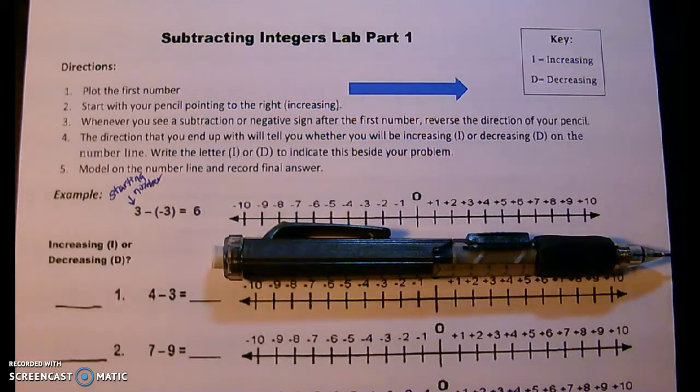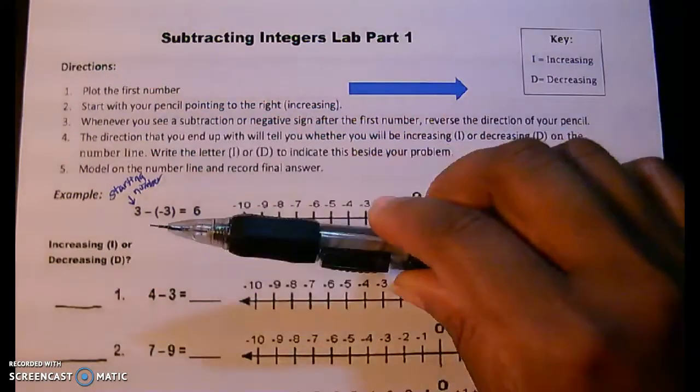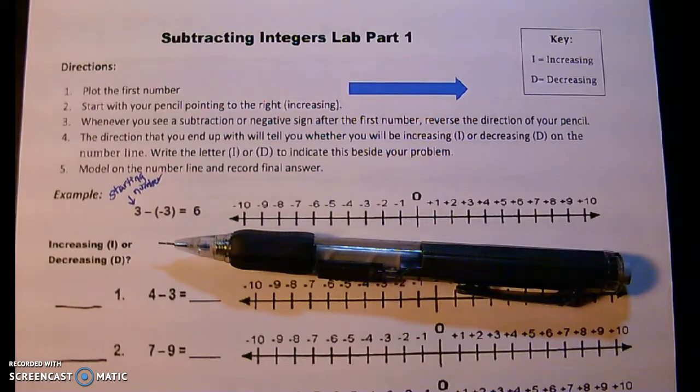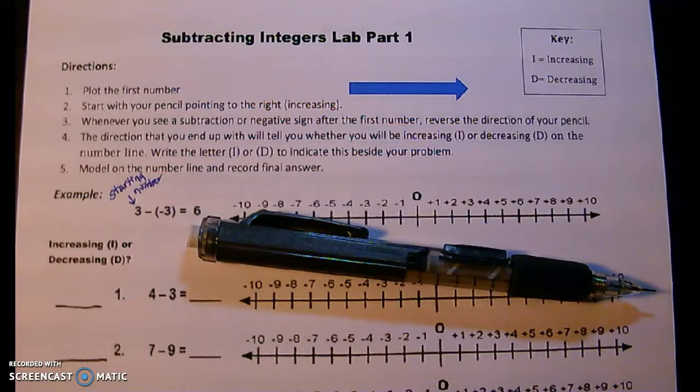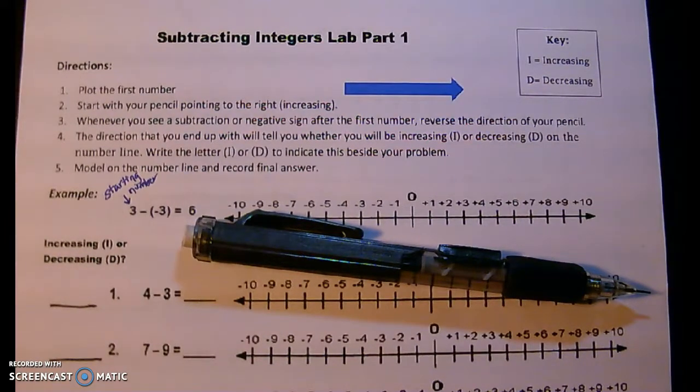In your problems, whenever you see a subtraction or a negative sign after the first number, you're going to reverse the direction of your pencil. And here's what I mean by reverse. That's one reverse. That's two reverses. Now, the direction that you end up with will tell you whether you will be increasing or decreasing on the number line.